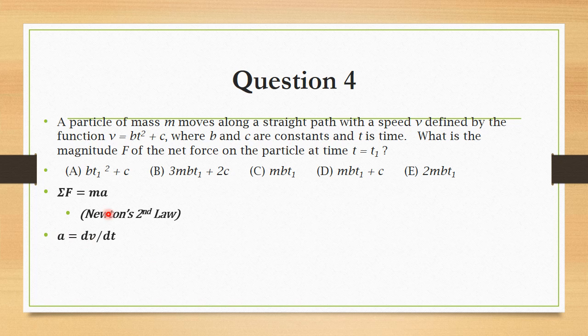Anyway, I'm taking the time derivative. This is just power rule, and b and c are both constants. So c is going to turn to 0, and we're going to bring down that 2, put it out in front, and lower the power by 1. So my acceleration at any time is 2bt, which means the acceleration at time t1 is just 2bt1, and my final answer is the mass times 2bt1, or answer choice.